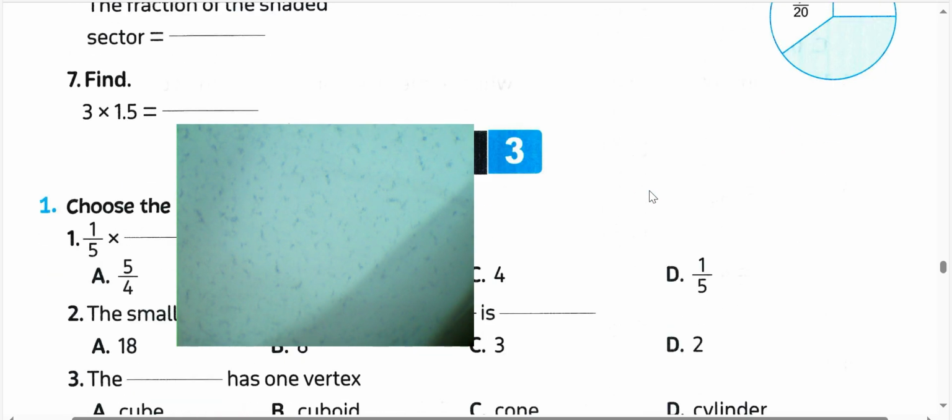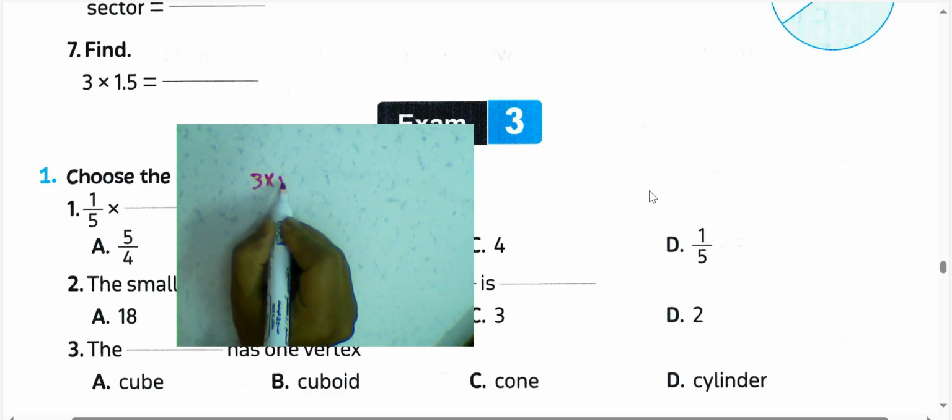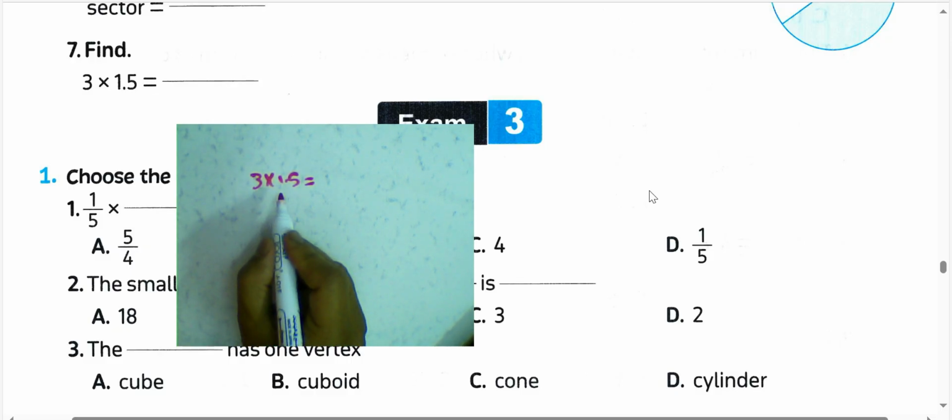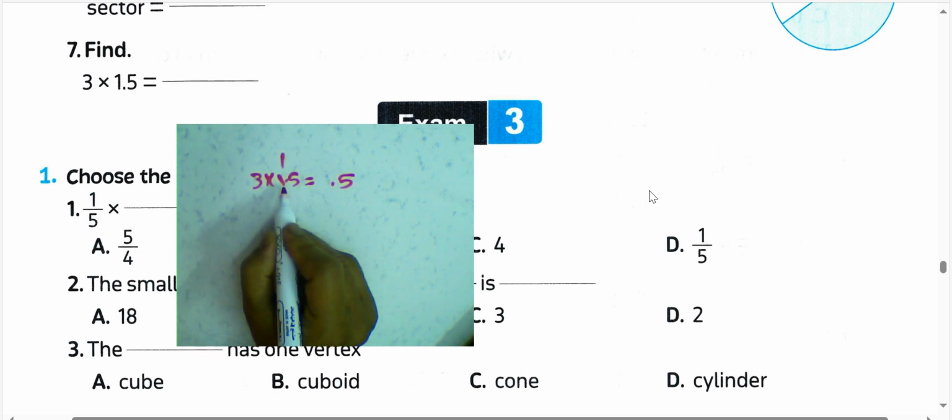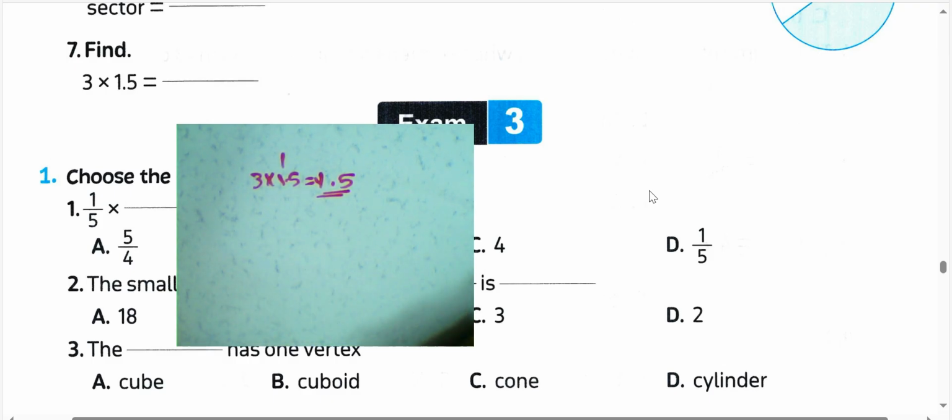Next question, find the result 3 product 1.5. First 3 times 5 is 15, write 5 and carry up 1. 1 times 3 is 3 plus 1 equals 4. Then the result will be 4.5.